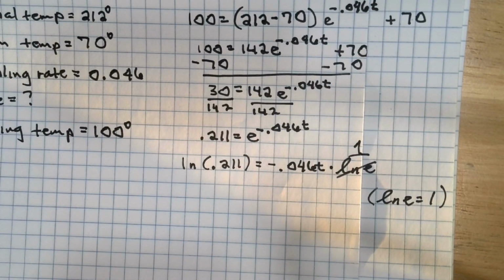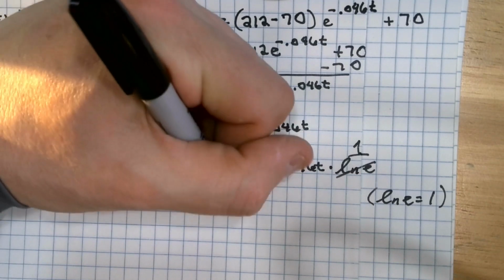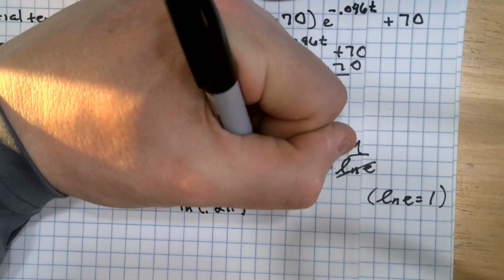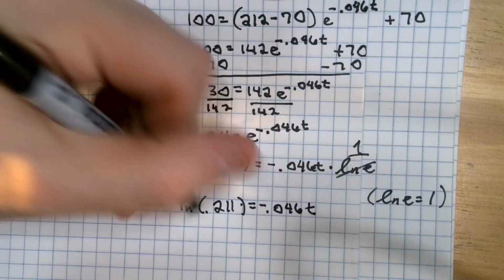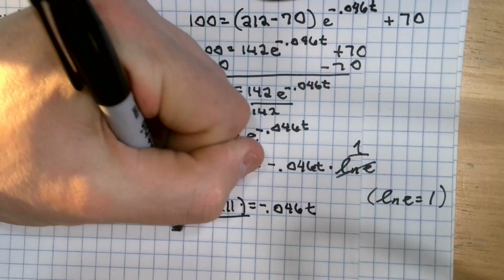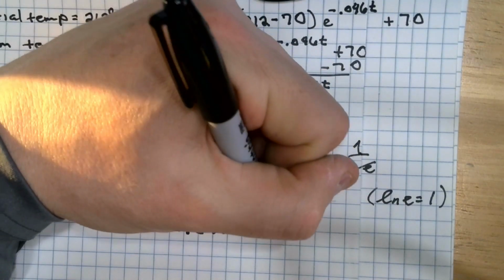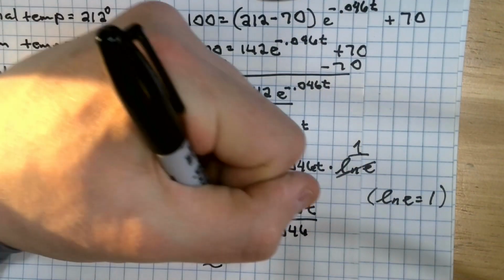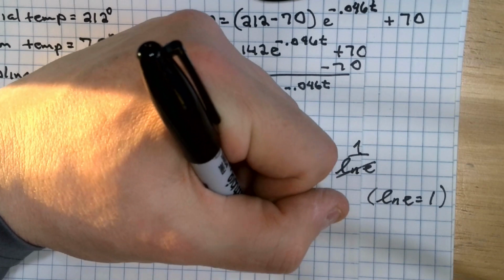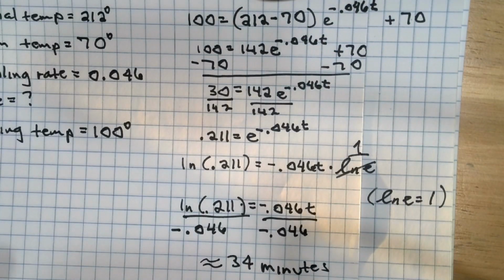And so what I can do is just cross this little piece out and say it's 1. Okay? So now what we have is the natural log of 0.211 equals negative 0.046 t. And so then to solve this problem, we just divide by negative 0.046. And we end up with somewhere around 34, and I think the units are minutes.